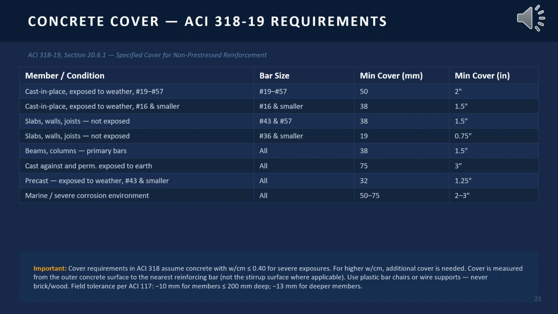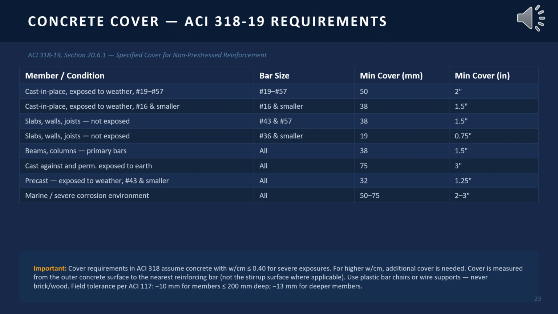ACI 318-19 section 26.1.3 specifies minimum cover requirements. Let me highlight the key values here for you. For concrete cast against and permanently in contact with earth, like footings, the minimum cover is 75 millimeter. This is generous because the formwork is typically the soil itself.